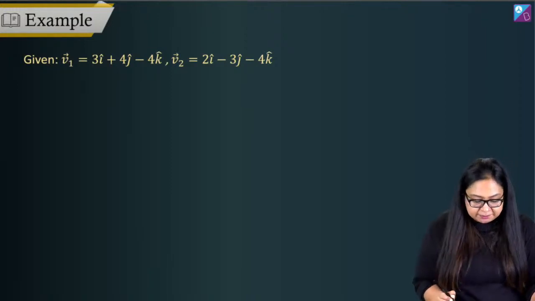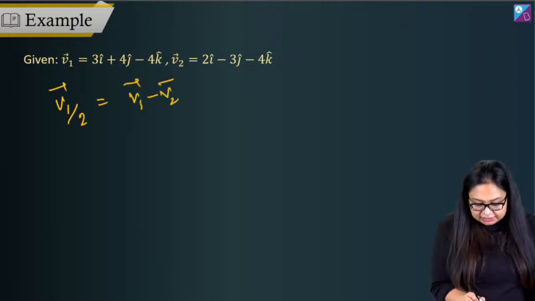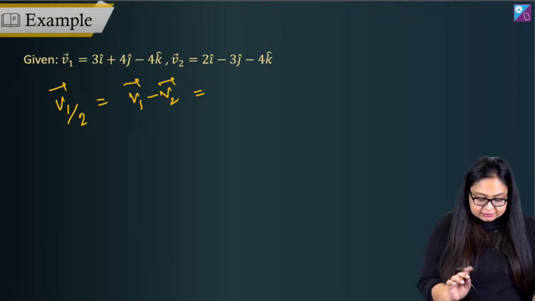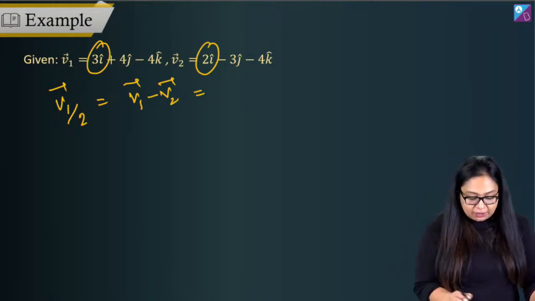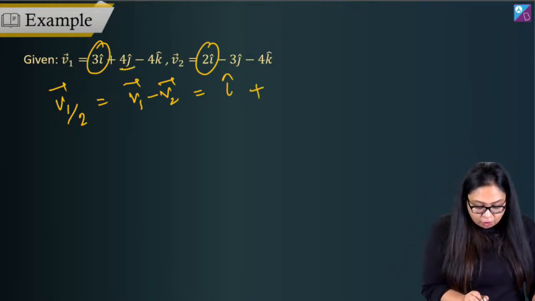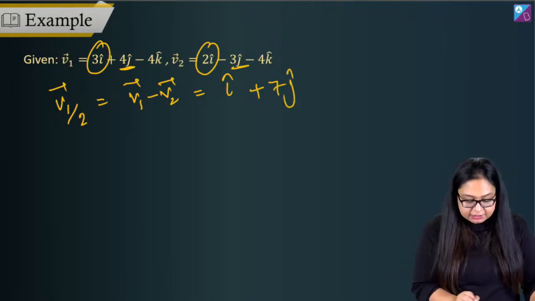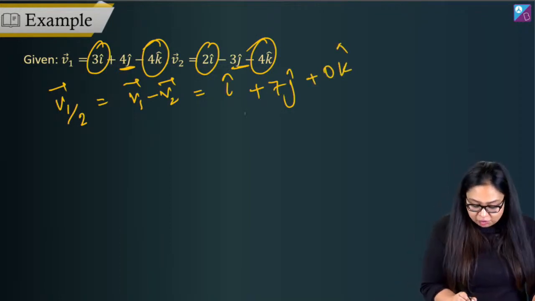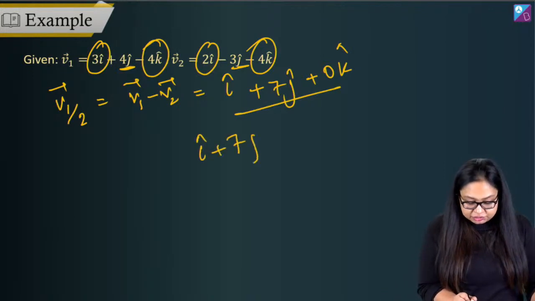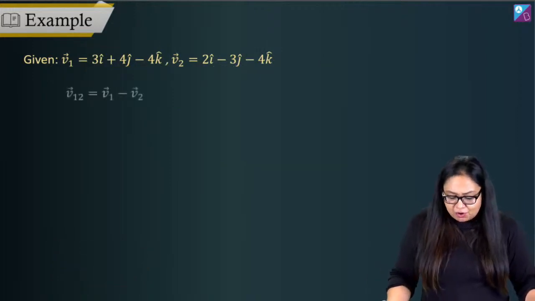V1 is given to us, V2 is given to us, we just need to subtract. V of 1 relative 2 is equal to V1 vector minus V2 vector. This is equal to 3 I cap subtraction, J cap subtraction and K cap subtraction, right? So 3 minus 2, 1 I cap plus 4 J cap minus 3 J cap, which is 4 minus 3, 1 J cap... 7 J cap, minus 4 K cap minus 4 K cap, 0 K cap, right? There we go. We have got relative velocity as I cap plus 7 J cap. Now that we're done with this, let's move on to the next question.